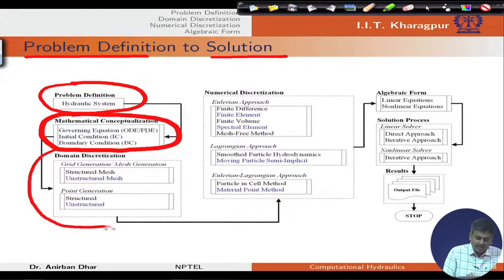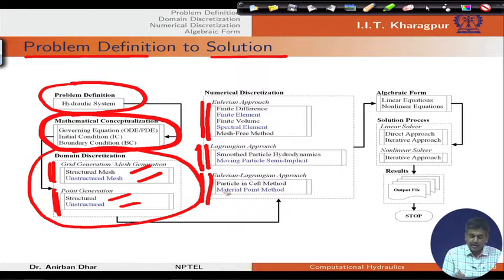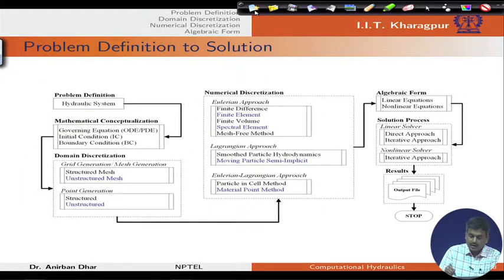Then comes domain discretization. Either we can generate a grid or mesh, or we can generate points. This grid generation can be structured or unstructured, and the point generation can be structured or unstructured. Depending on the type of grid, we can select the numerical discretization. Numerical discretization can be based on Eulerian, Lagrangian, or mixed Eulerian-Lagrangian approaches. In this course, we have already covered finite difference, finite volume, and mesh free methods. However, we have not discussed these two approaches.